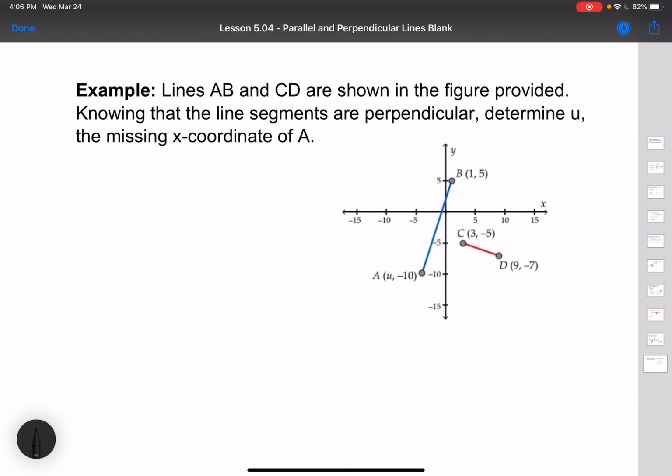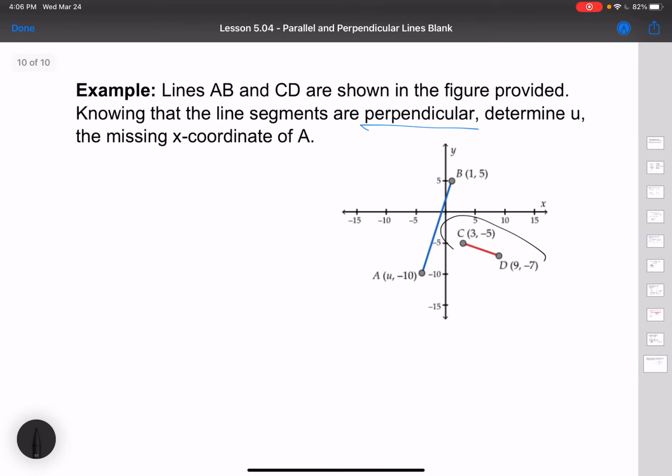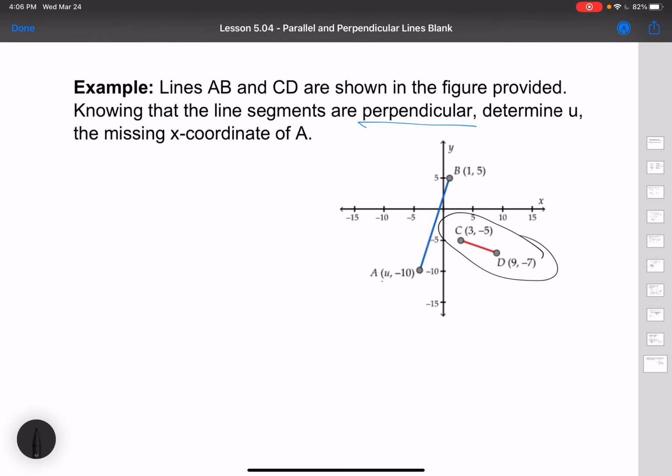So we see the word perpendicular, and that's going to instantly tell us, okay, we need to do something with slopes. So let's first of all take a look at those 2 points where we actually already have all the information, as in the coordinates, there's no missing u value there. So let's just figure out the slope of CD. So m of CD, I'll just say.